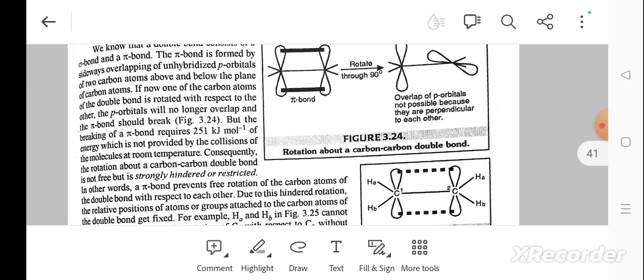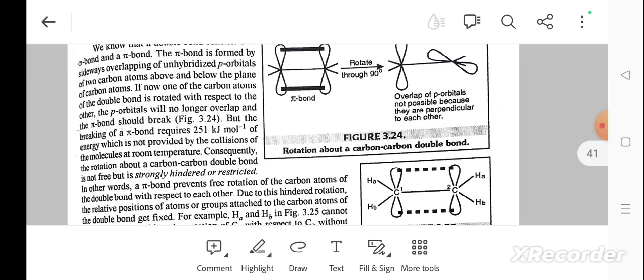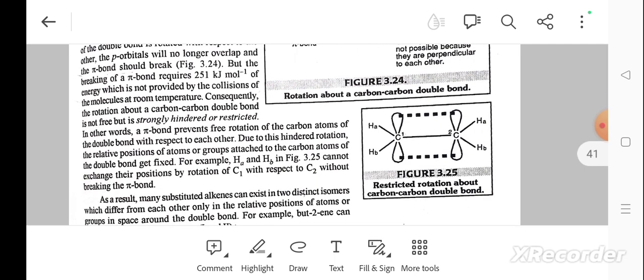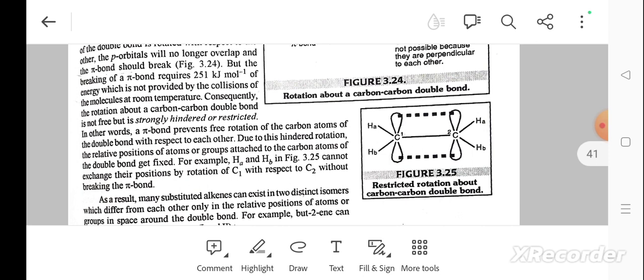But the breaking of the pi bond requires 251 kilojoule per mole of energy, which is not provided by collision of the molecule at room temperature. Contrarily, the rotation of the carbon-carbon double bond is not free but strongly hindered and restricted. In other words, the pi bond prevents the free rotation of the carbon atoms of the double bond with respect to each other.